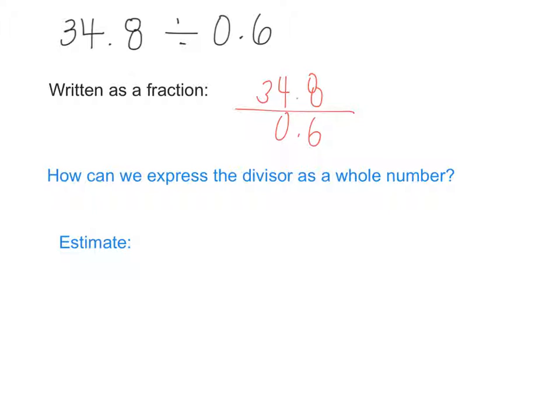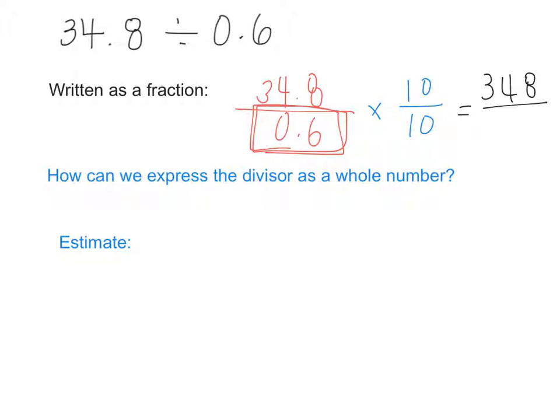Now, how can we express this divisor as a whole number? What do we have to do to this fraction to change that divisor? We're only talking about the divisor, which is the denominator. What do we need to do? Ben? Multiply by some version of 1. What version of 1 should we do? 10 over 10. Very good. And so our new version of the fraction becomes 348 over 6.